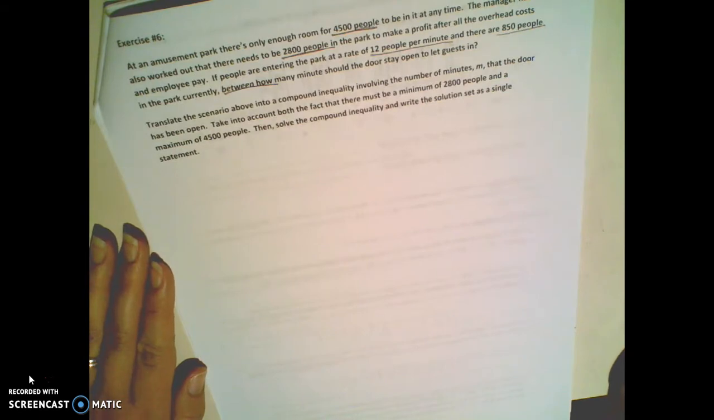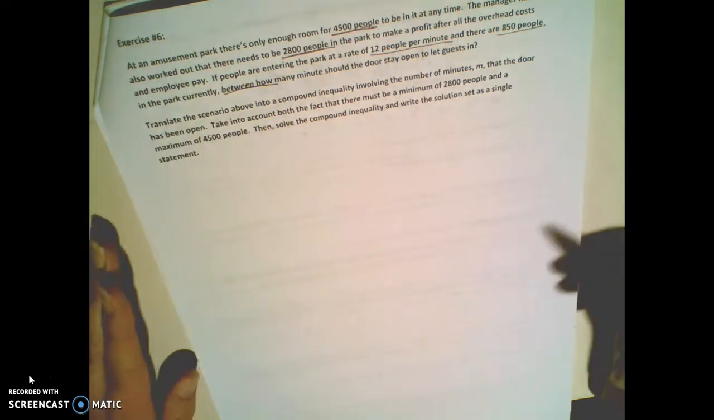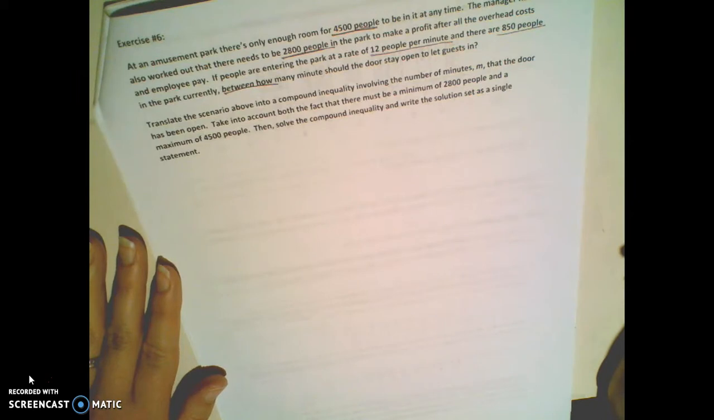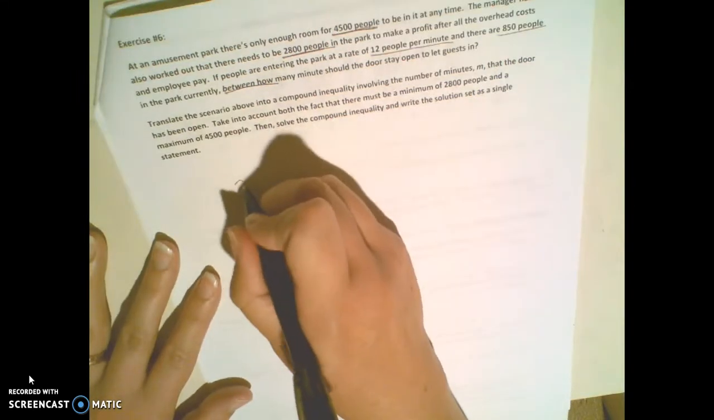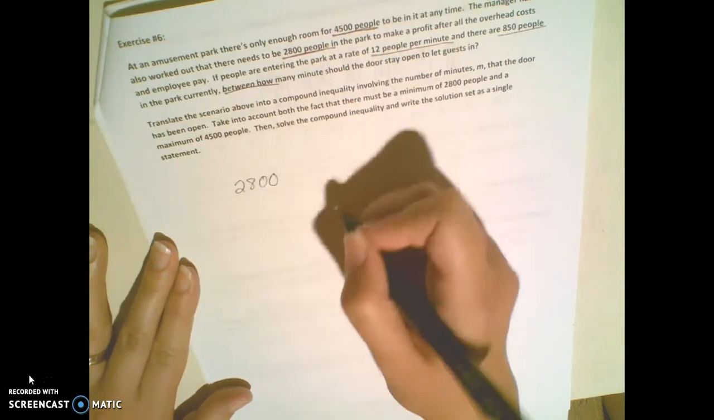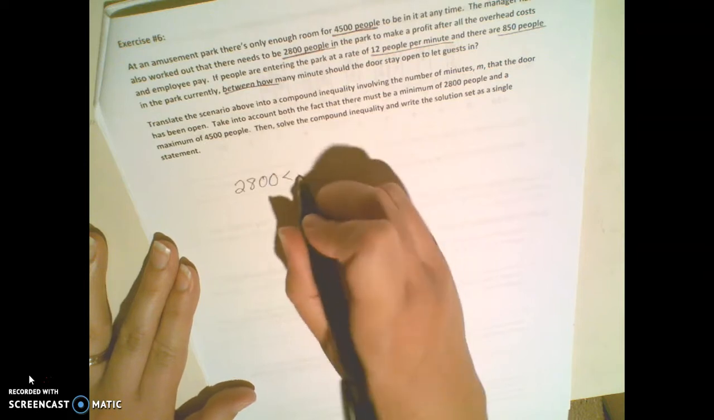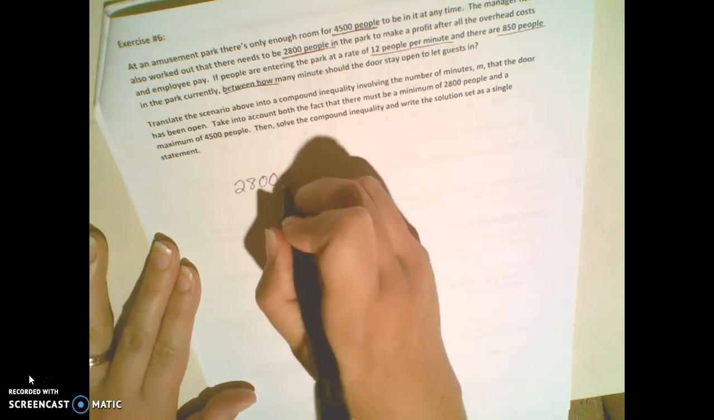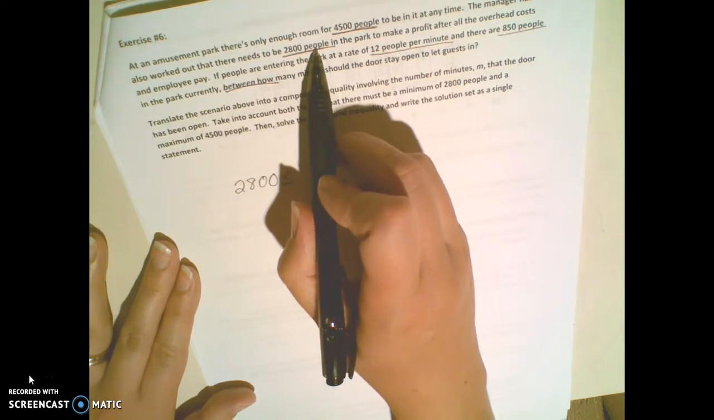So it can stay open for a while, and there will be enough people to make a profit but not fill the park yet, and then they have to stop when the park is filled. So our lower limit is 2,800 people, and that's going to be less than or equal to what you want in the park. It's okay if we have exactly that many people. You'll make a profit in that case.